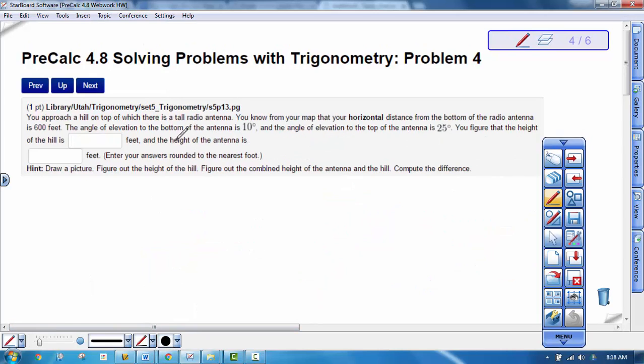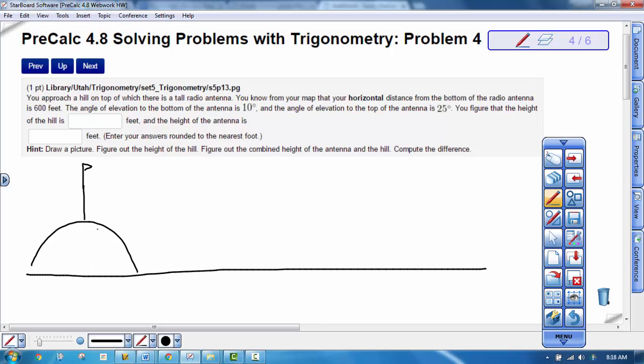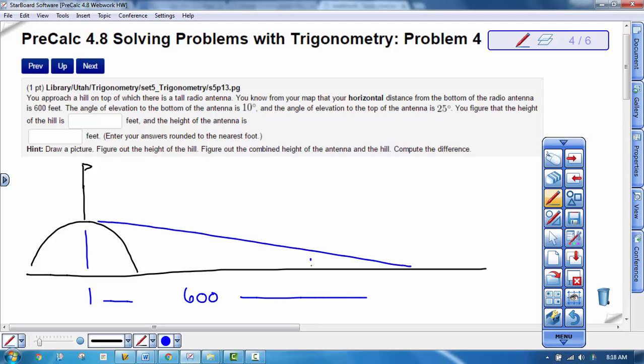Okay, the next problem says you approach a hill, and there's a tall radio antenna, so I'm going to draw a really rough picture of this, but you've got this antenna, put a little flag on top or something. And so you approach this, and you were 600 feet away, and it says the angle to the bottom is 10 degrees, and the angle to the top is 25 degrees. So you kind of got to look at two right triangles here.